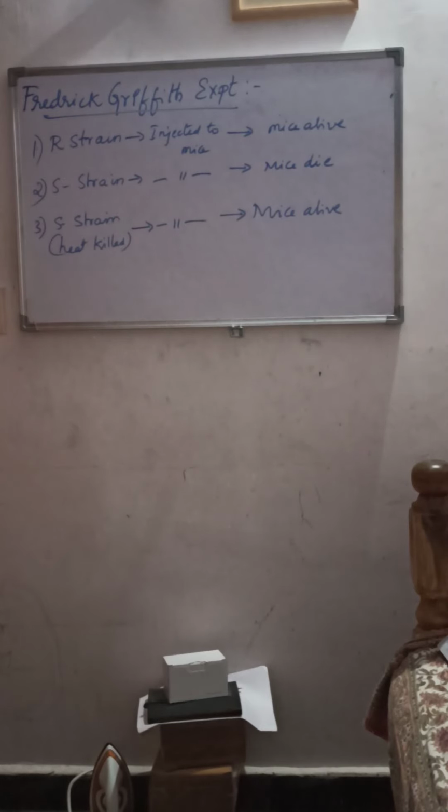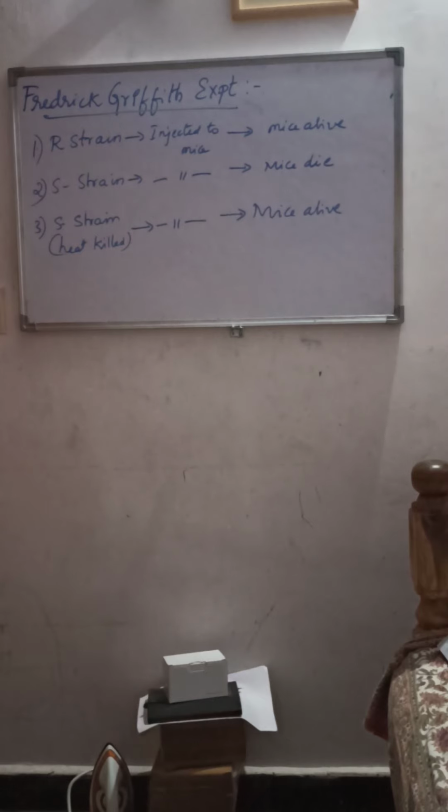That is Frederick Griffith, who carried out a series of experiments in bacteria. He wanted to prove that DNA is the genetic material, or the transforming principle, which led to the discovery of transformation. Right. So there are two forms of the bacterium Streptococcus pneumoniae that he had taken.